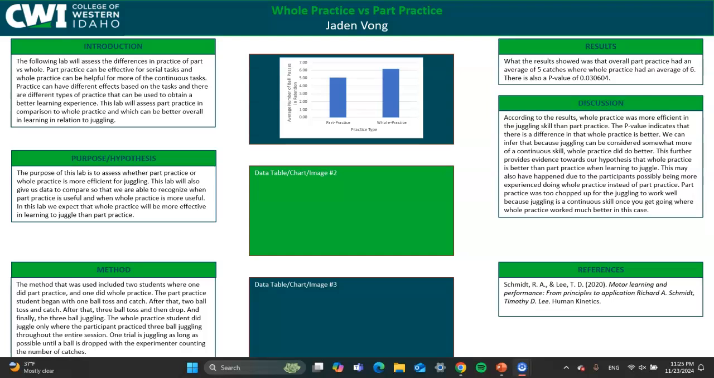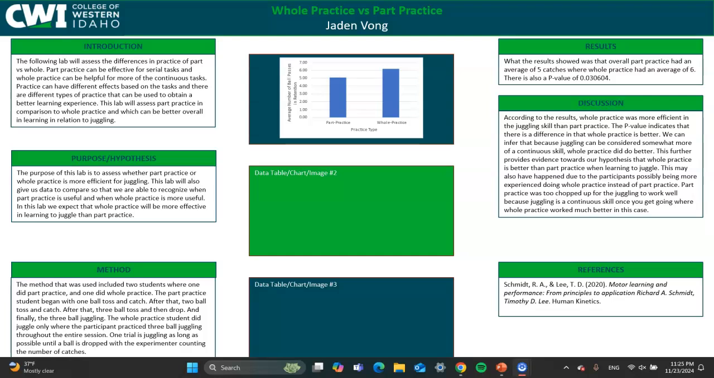And so, according to the data, obviously, you can see that whole practice was more efficient in learning how to juggle than part practice. So, juggling, we can consider, once you start, you would consider that a continuous skill. There's no stopping. You're just going until it stops. So this would help provide more evidence towards our hypothesis earlier, which was we expect that whole practice will be more effective in learning to juggle than part practice.